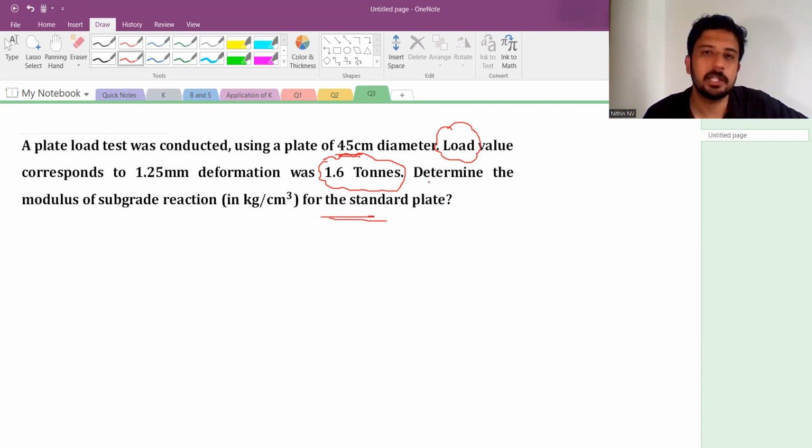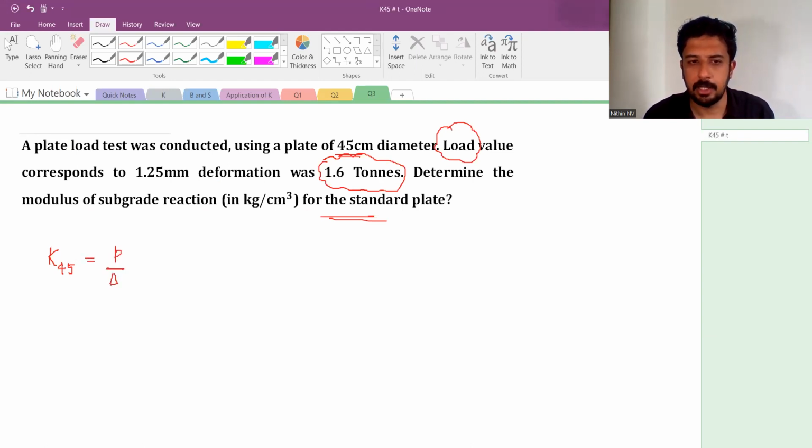Then only there is an application for that. Otherwise, after calculating, why are you calculating? It is just a waste of time. So for such a question, definitely they are going to ask for the standard plate only. Got it, guys? Now, what we are going to calculate as of now, I'm just keeping it as K suffix 45, because it is for the 45 centimeter dia plate. So P by delta. Now, how much will that P be?